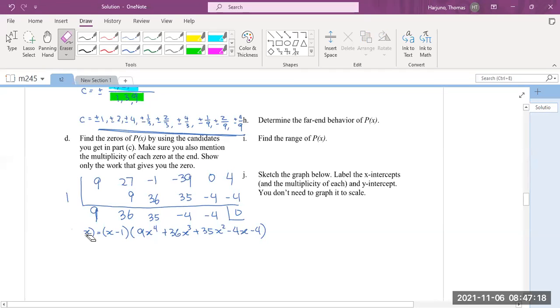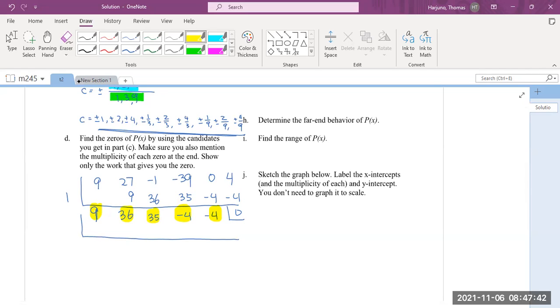So not only is 1 a 0, but we also already reduced the polynomial by 1 degree. Now, you can try again. If you add the coefficients here, do you still get 0? When I add this, it is not 0. Therefore, I know 1 is no longer another 0. It is just a 0 with multiplicity of 1, but not multiplicity of 2.